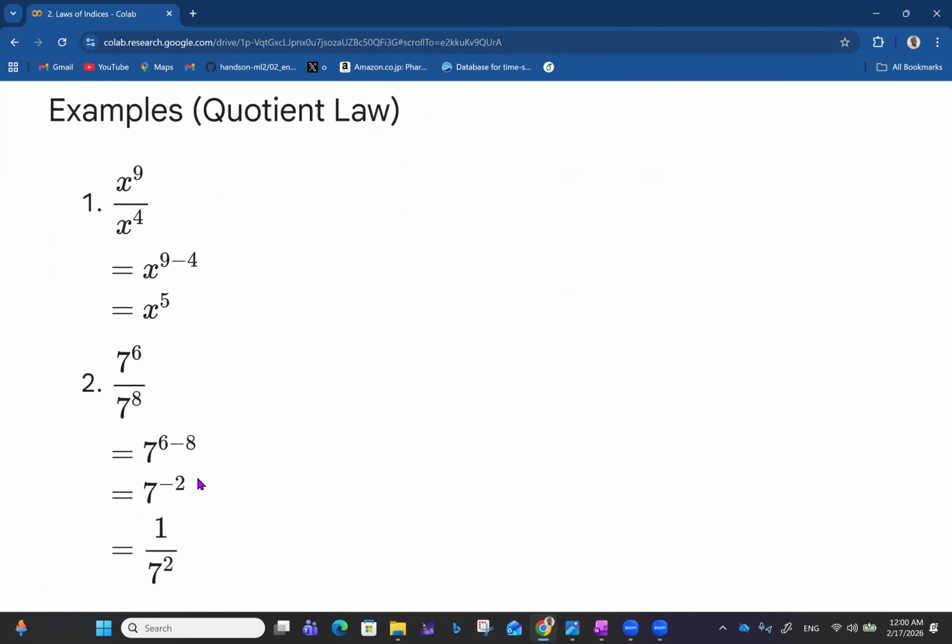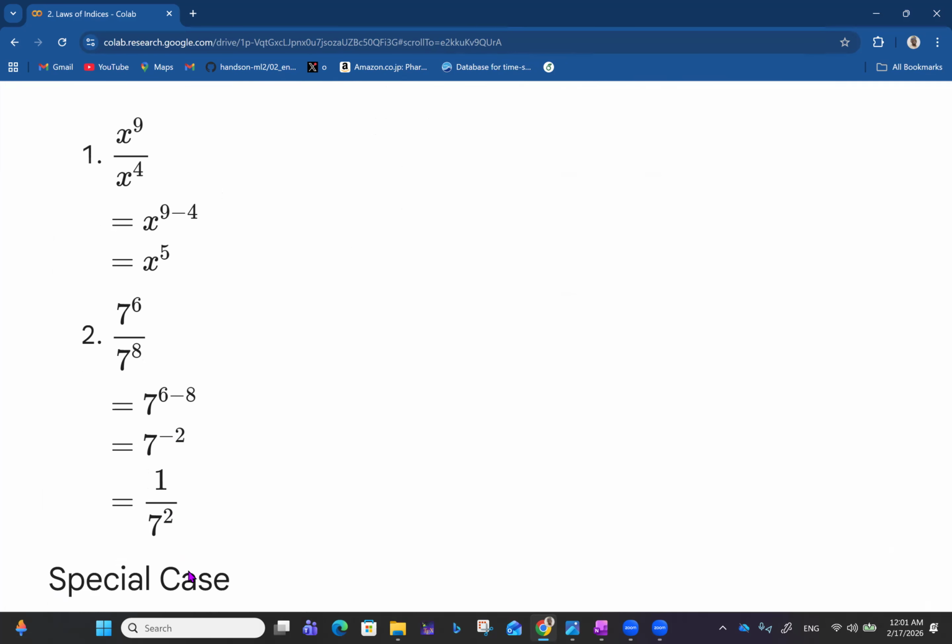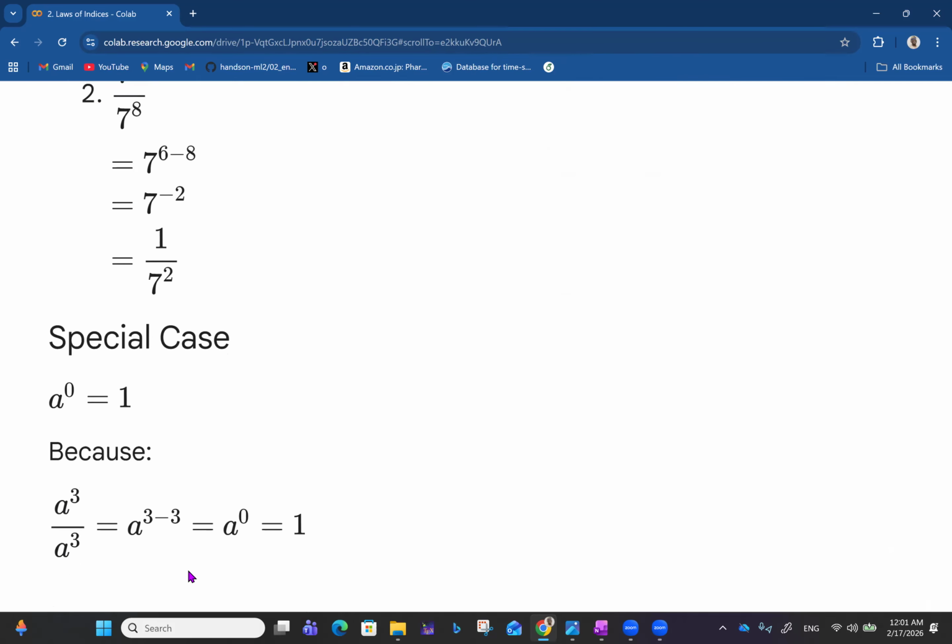And of course, we saw this in the first video, that when you have a negative power like this, the minus tells you that you can now write the reciprocal of that without the minus. So you have 1 all over 7 raised power 2, which is 1 over 49, if you care to take it that far. Then we have special cases.